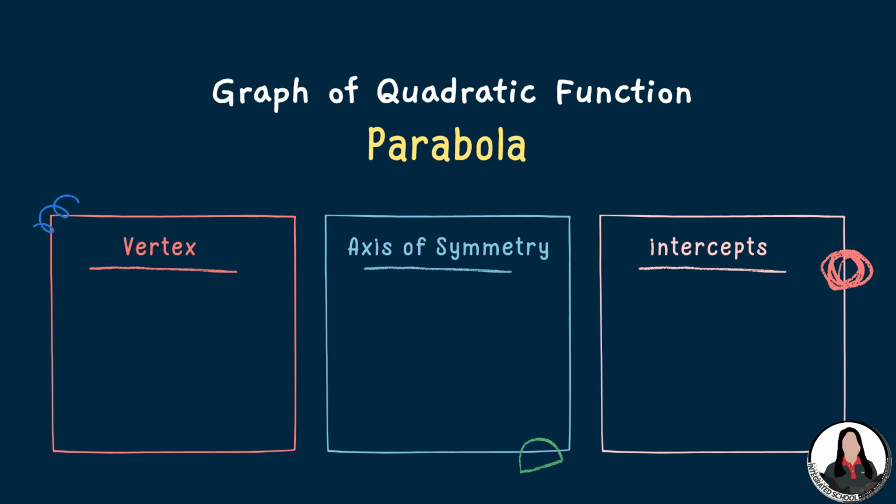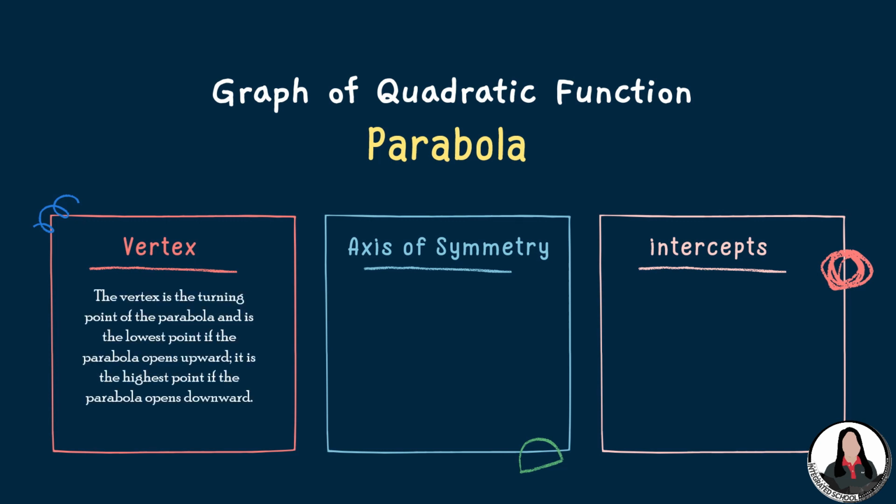So a parabola may contain a vertex, or will always contain a vertex rather, because the vertex is the turning point of the parabola and is the lowest point if the parabola opens upward, and it is the highest point if the parabola opens downward.